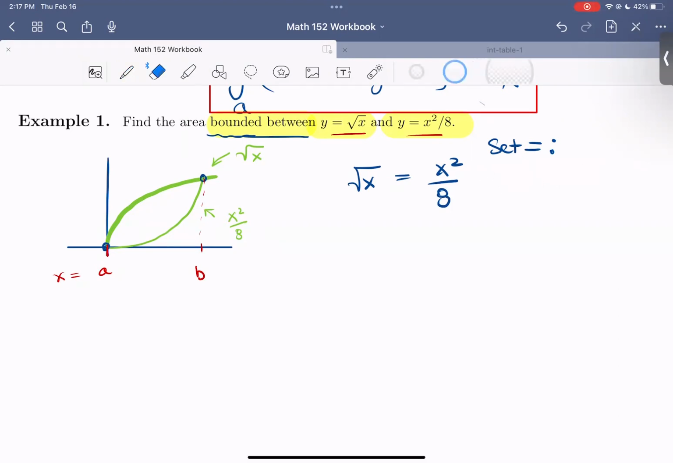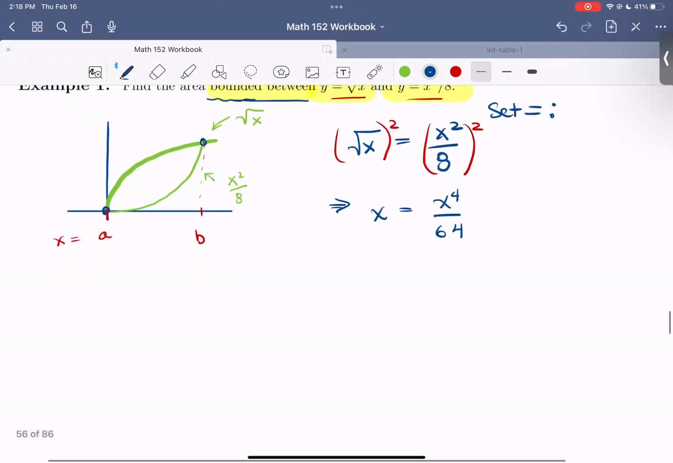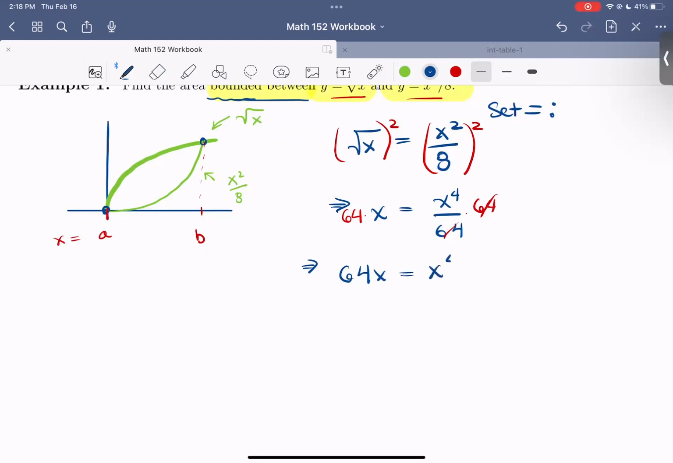All right, so we've set them equal. So now what do we do from here? Well, now I can square both sides to get that x out of the square root. So that becomes x is equal to x squared squared, which would be x to the 4th, over 8 squared, which is 64. So now I can multiply both sides by that 64 to eliminate the denominator. So that becomes 64x equals x to the 4th.